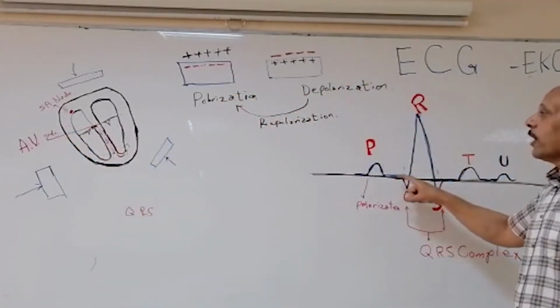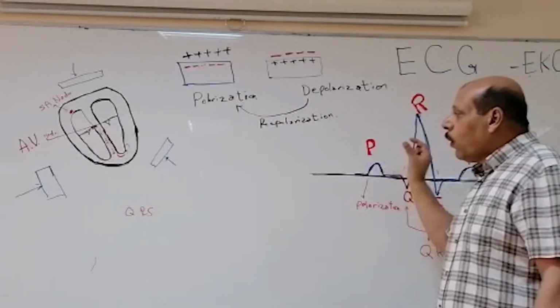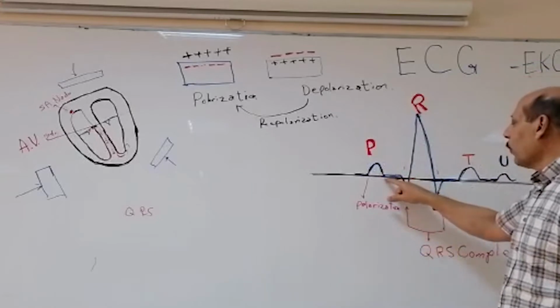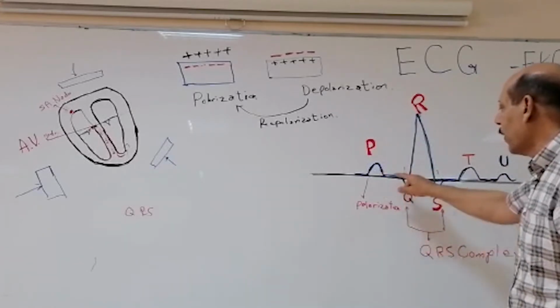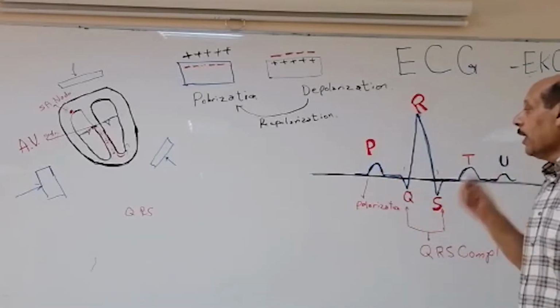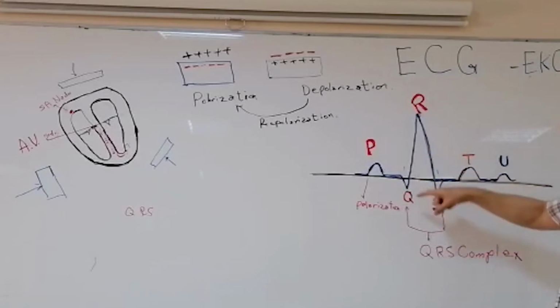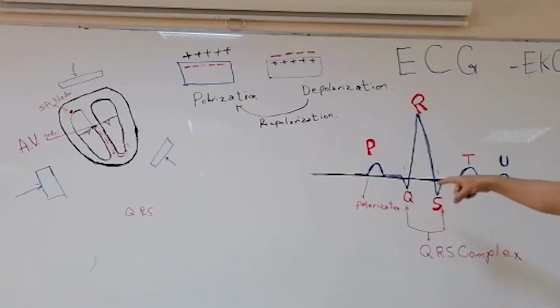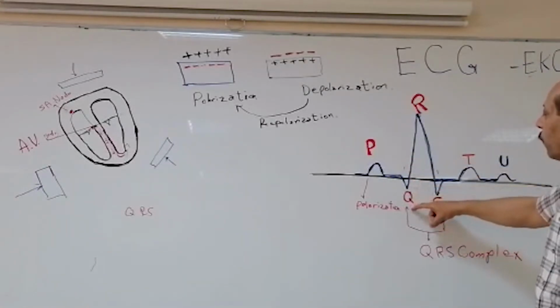When it reaches the septum, there is a delay. That delay is around 0.1 second. So it will appear as a flat horizontal line with the isoelectric line. Then there will be the depolarization, so there will be a negative depolarization, which is the appearance of the QRS.